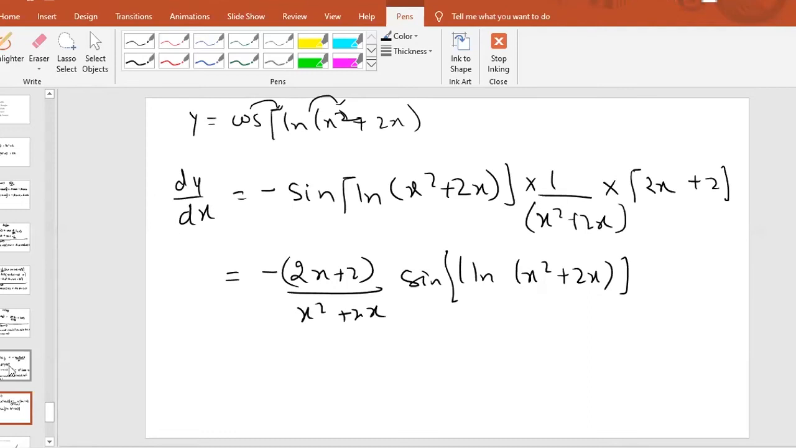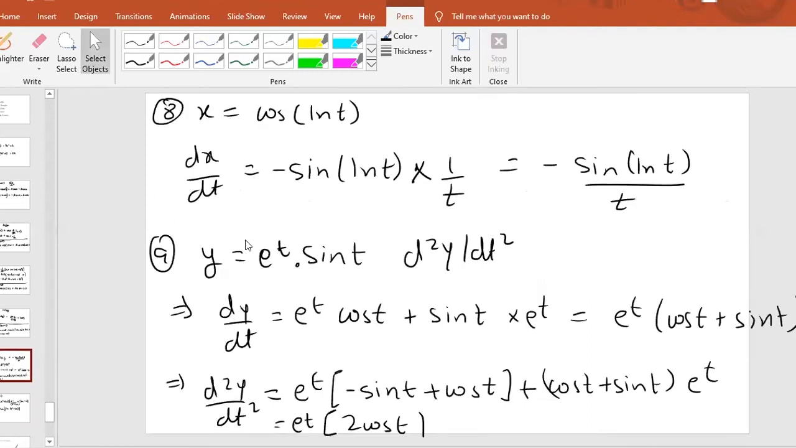Ninth question. See, ninth question, if you look at this, e power sine. So it is very simple problem. Okay, e into sine t. Here we have product rule. We have two functions which are multiplied. Okay, e power t into sine t.